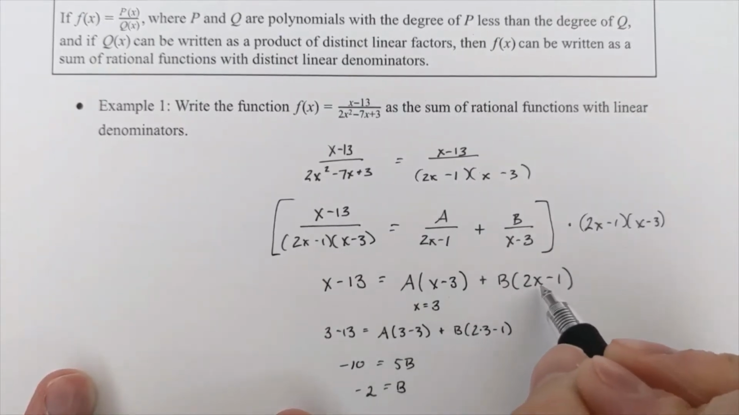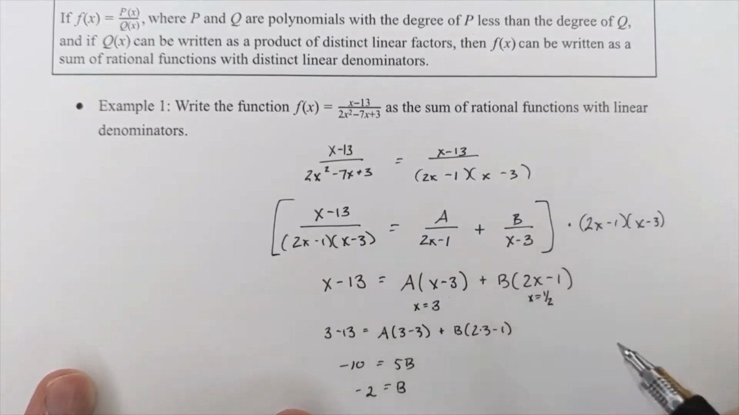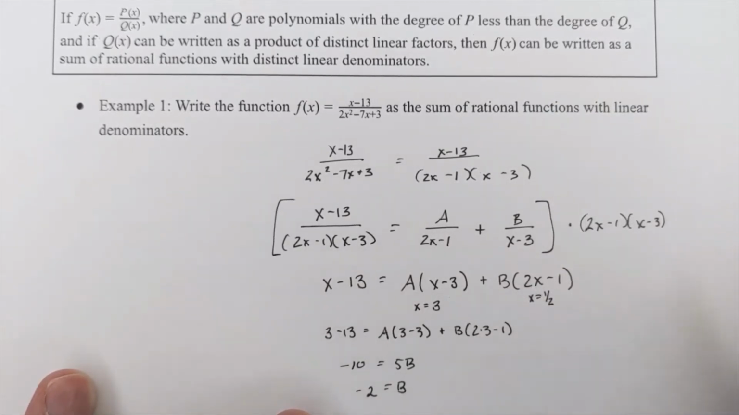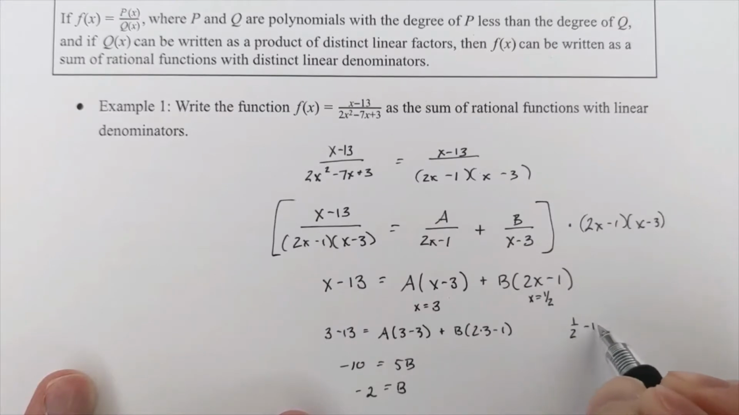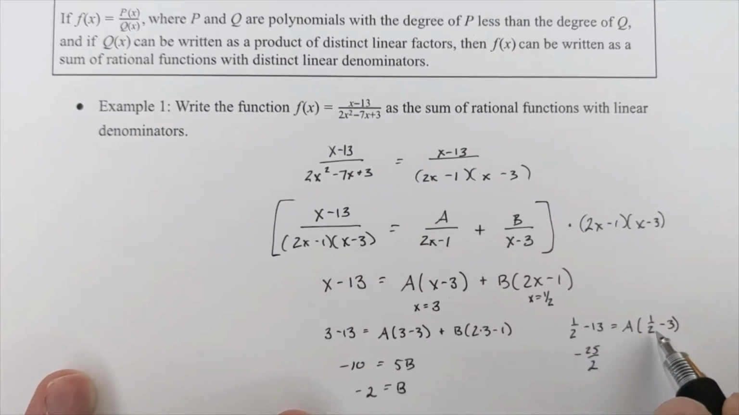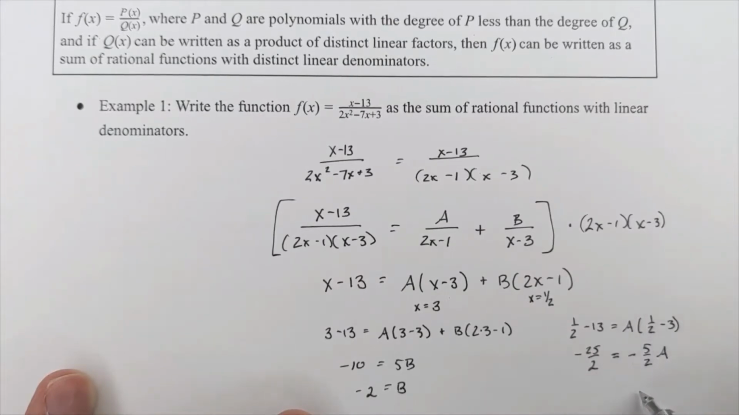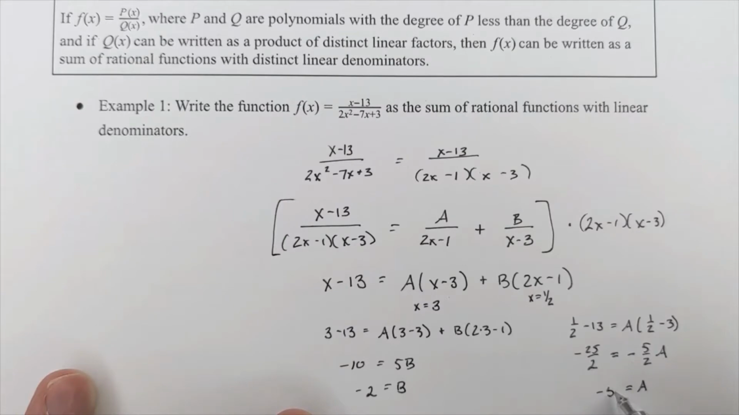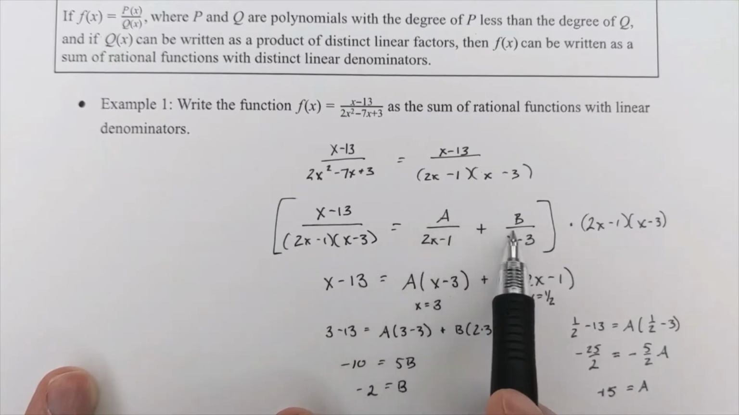So do the same thing. Over here, in order to make this go away, I would use 1/2. What makes 2x minus 1 equal to 0? So 1/2 minus 13 equals a times 1/2 minus 3, and the b term's gone. I'm not going to even bother writing it. So 1/2 minus 13 is negative 25 halves. 1/2 minus 3 is going to be negative 5 halves, so negative 5 halves a. So a is equal to positive 5. And then I just go back up to my original pair and plug them back in.